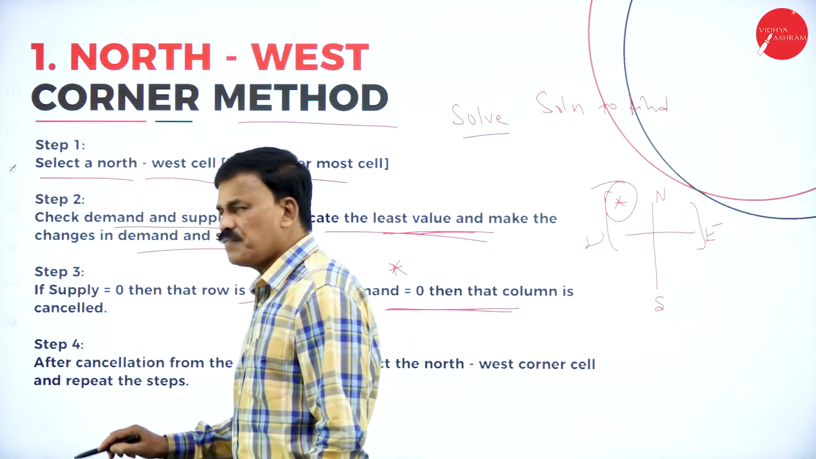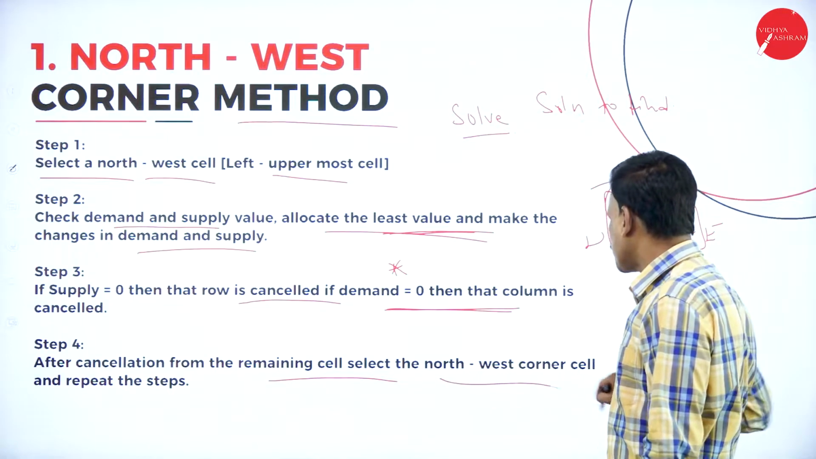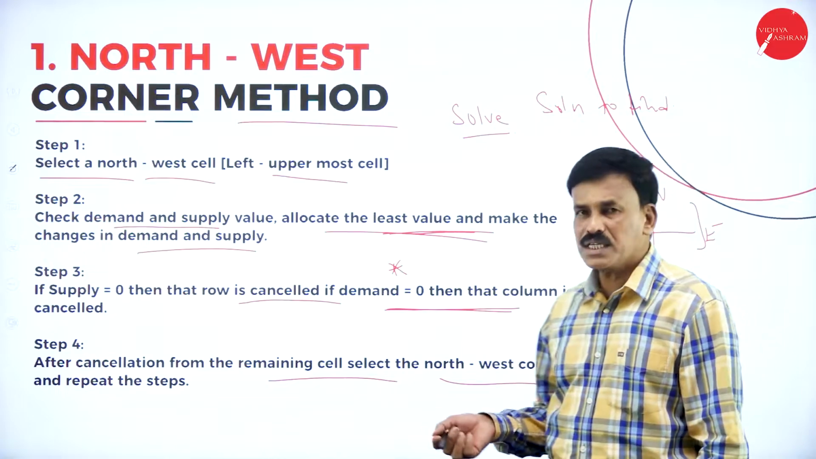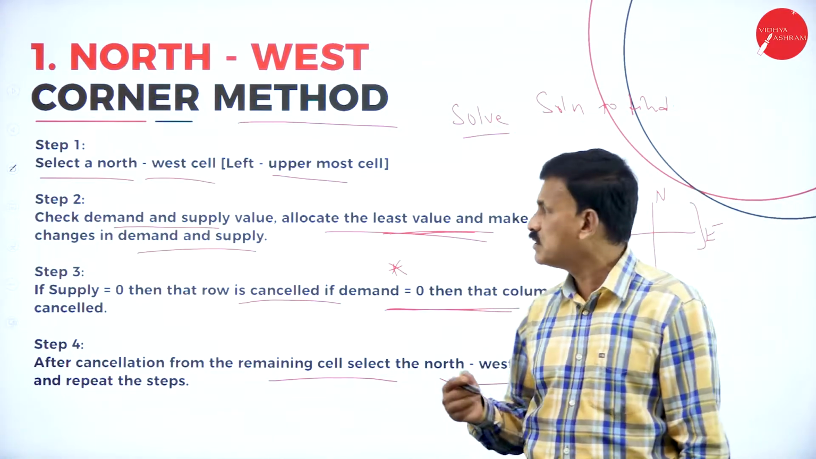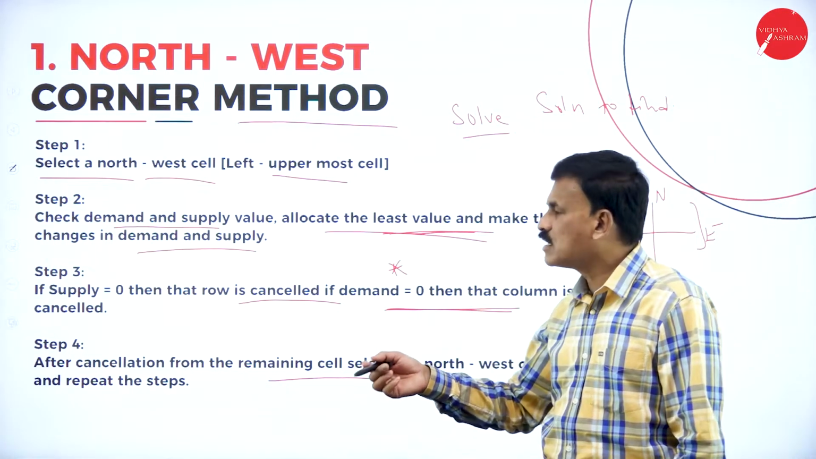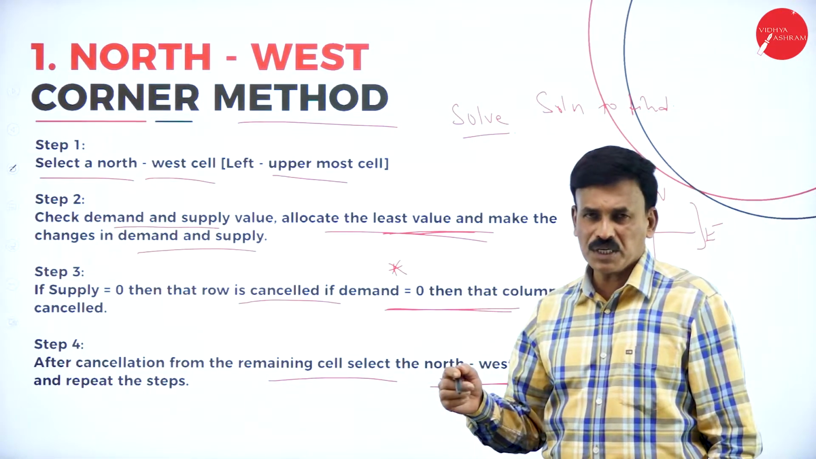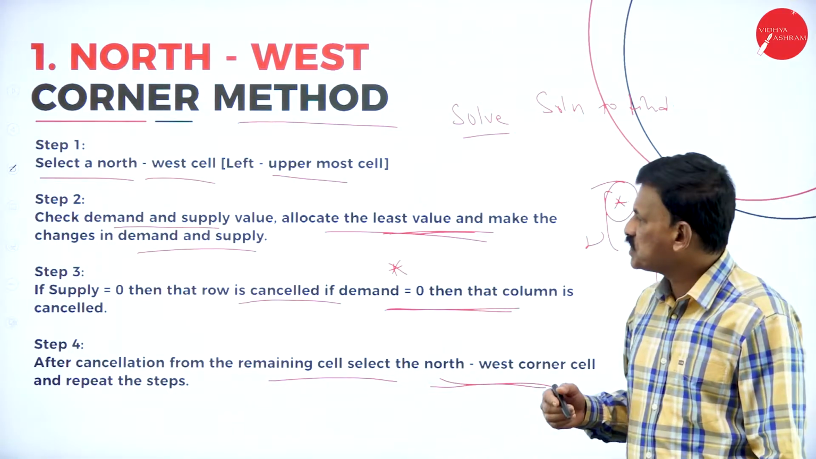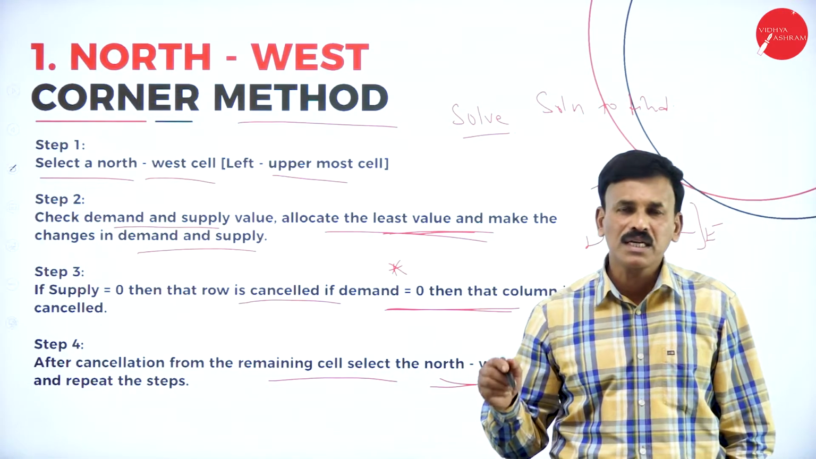Now, after that cancellation, go to the remaining cells, select the northwest corner cell and repeat the step. In the next step, select as usual the northwest element and perform the operation by selecting the least value in supply and demand, allocate it, and again if that particular row or column is 0, cancel the elements. That's it. This step-by-step operation is continued until at the end the supply and the demand are 0.